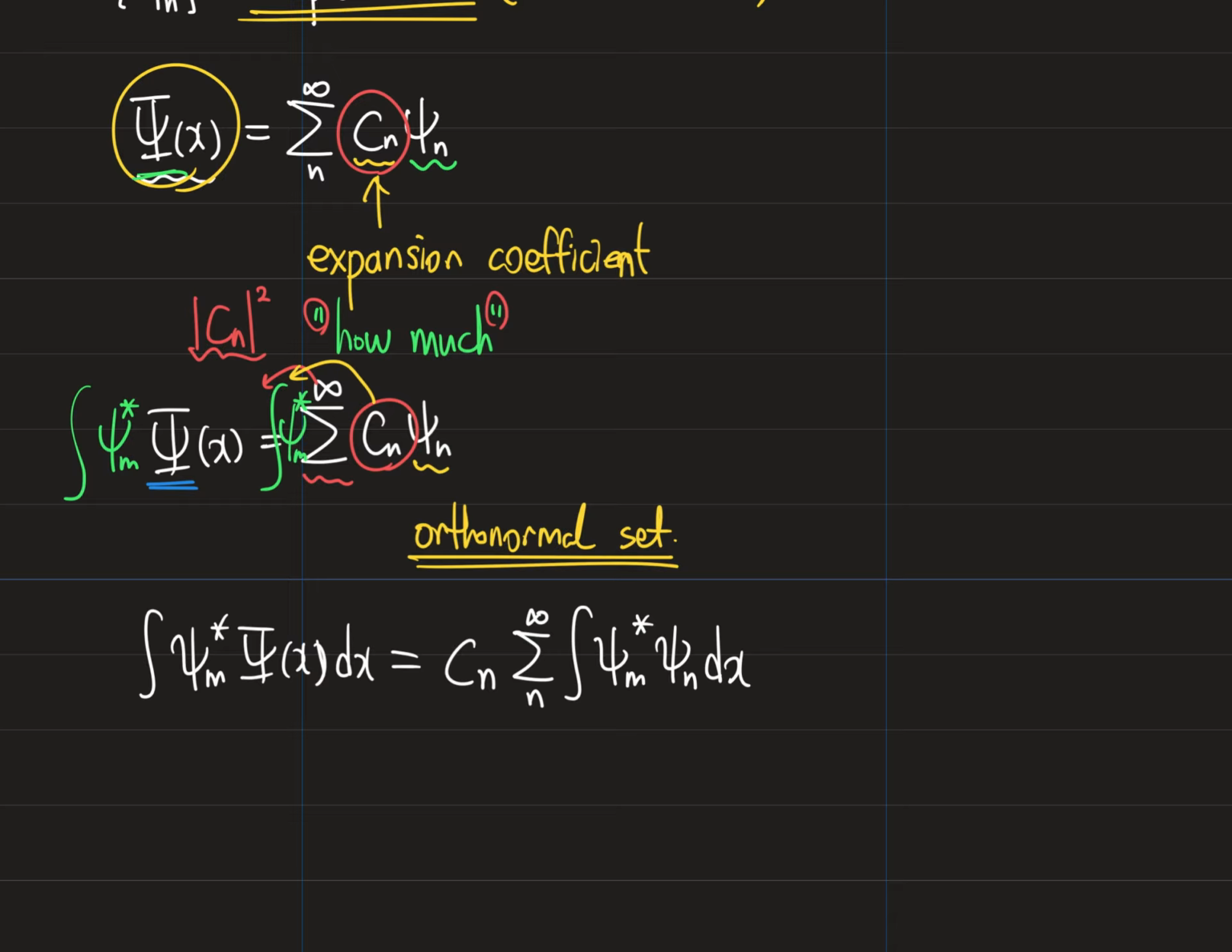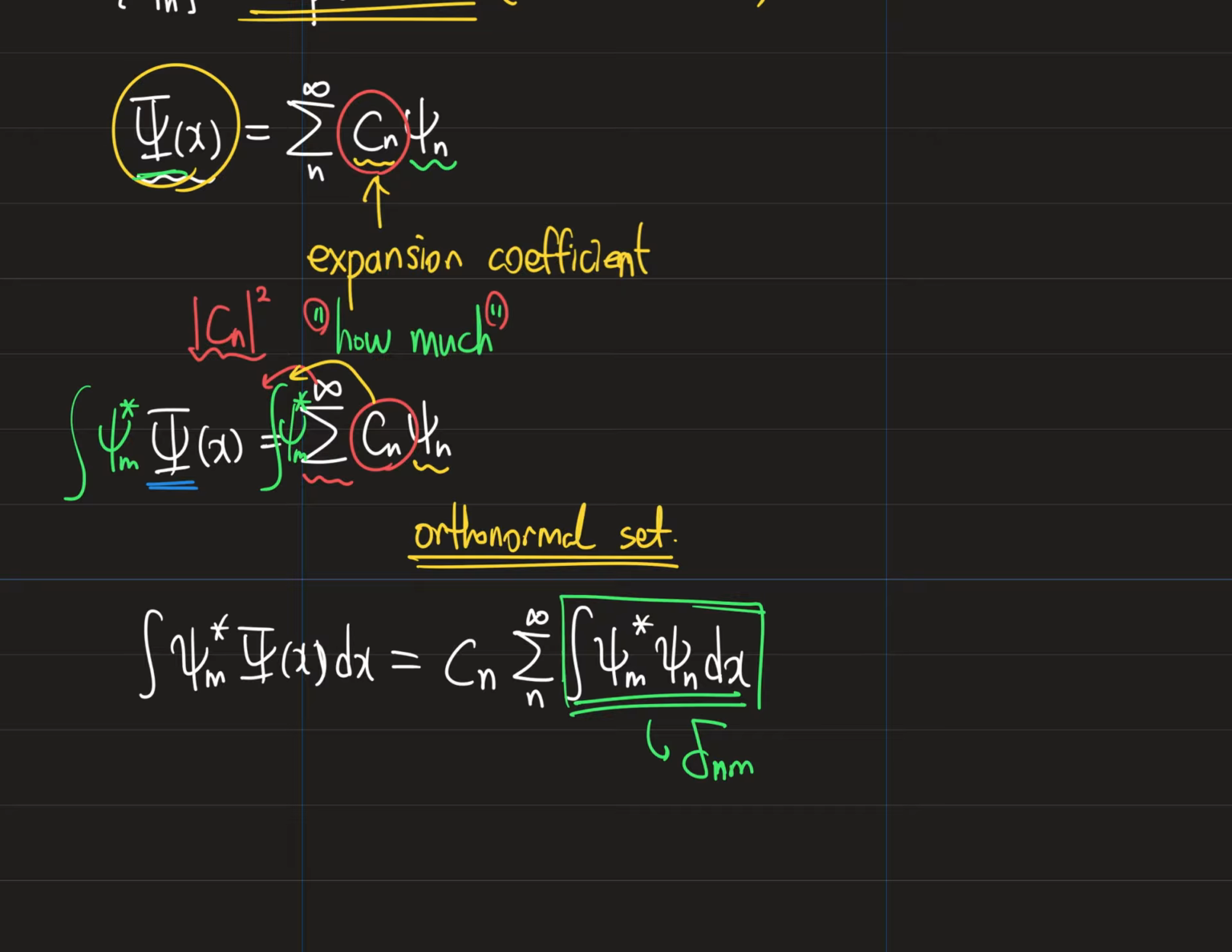Like this. And what is the expression we can use for this integral? We have an orthonormal set, so this integral should be simply the Kronecker delta, right?